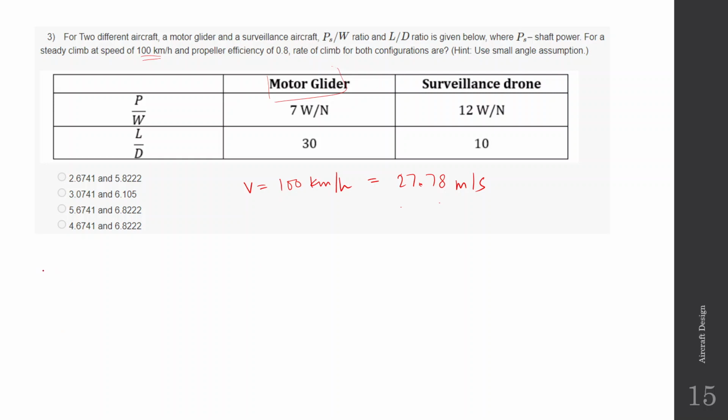The approach is that the rate of climb is V sine gamma, which is the available power minus the required power, divided by the weight. Now you can expand the required power as T into V. And then you divide by the weight.